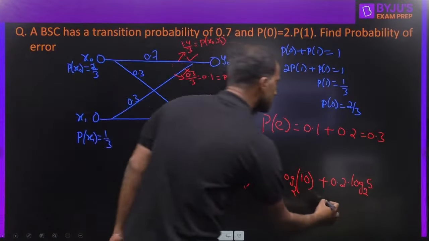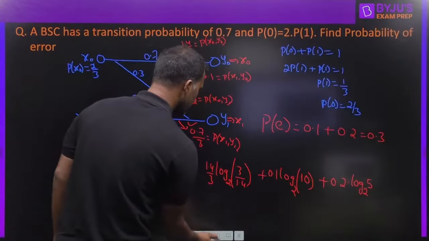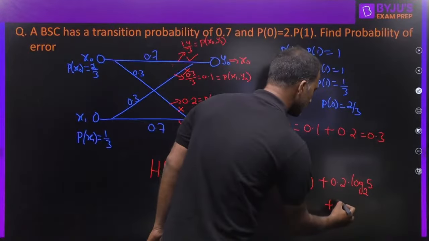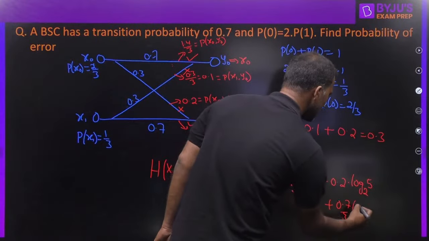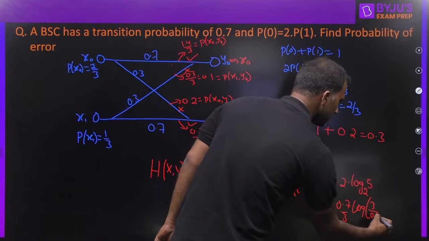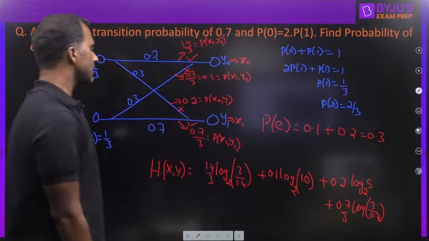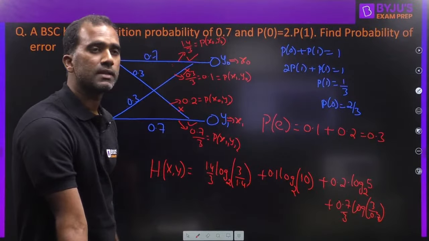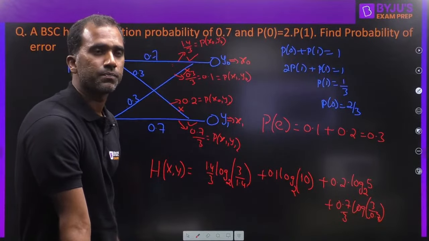Okay, next the last intersection probability. This one, 0.7 by 3, 0.7 divided by 3 into logarithm of its inverse, which is 3 divided by 0.7. So we have to use a calculator. Manually calculating it is not possible, so you can use a calculator and find the answer.